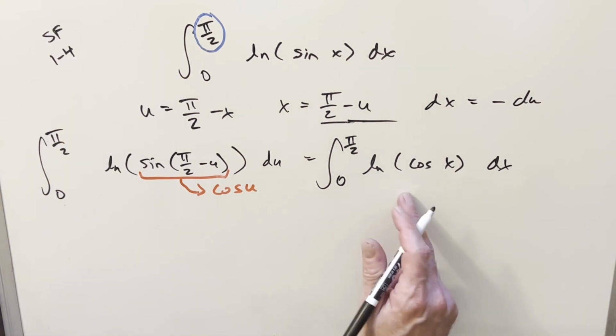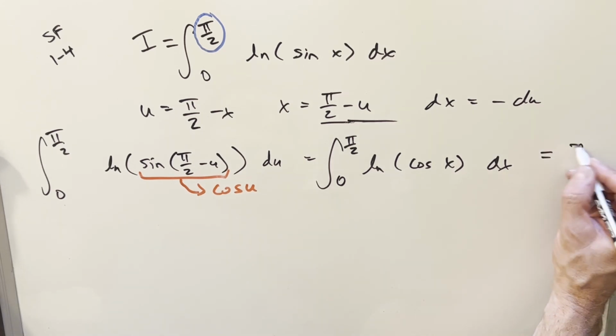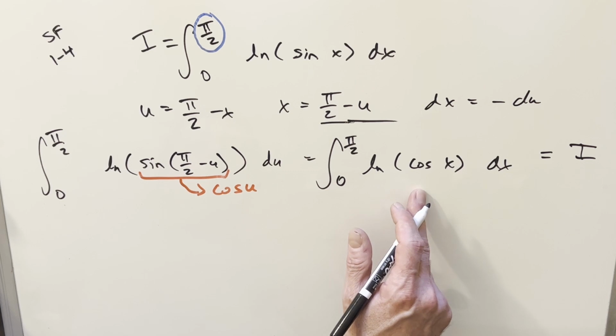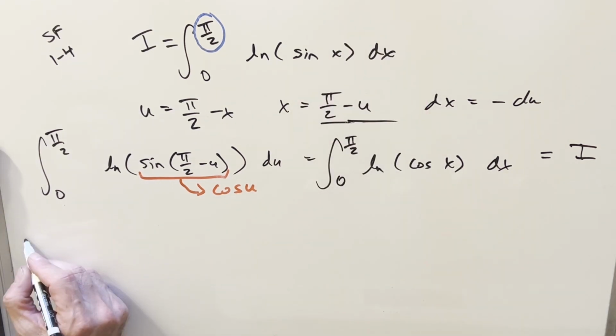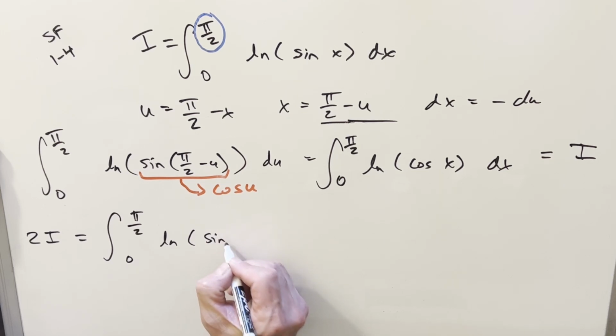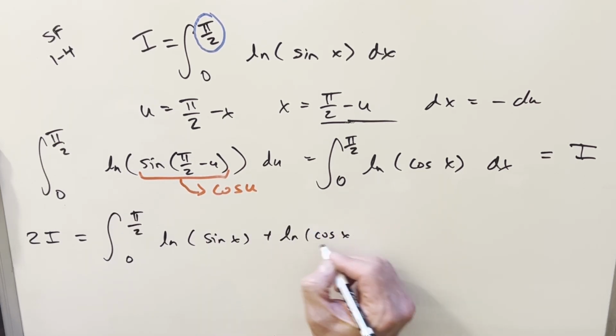And now this is kind of interesting. We had our original integral that I'm just going to label I, and this is still I. All we did here is transform our sine to cosine after a bit of work. So what I'm going to do is add these two integrals together and see what happens. Now we have natural log sine x plus natural log of cosine x.